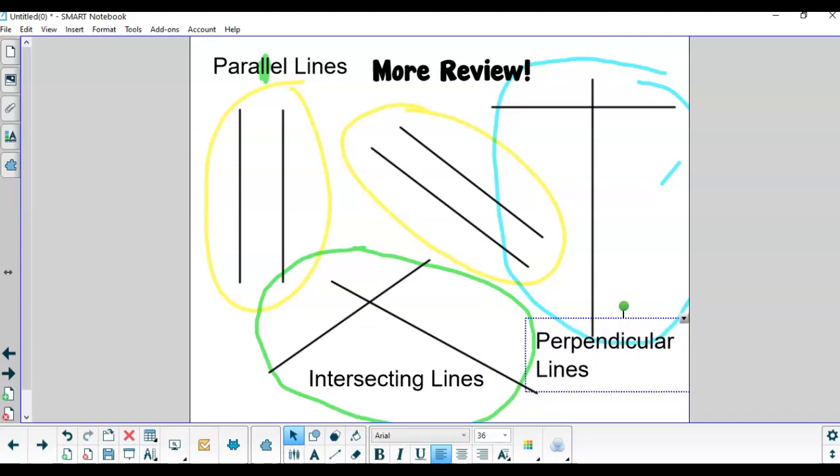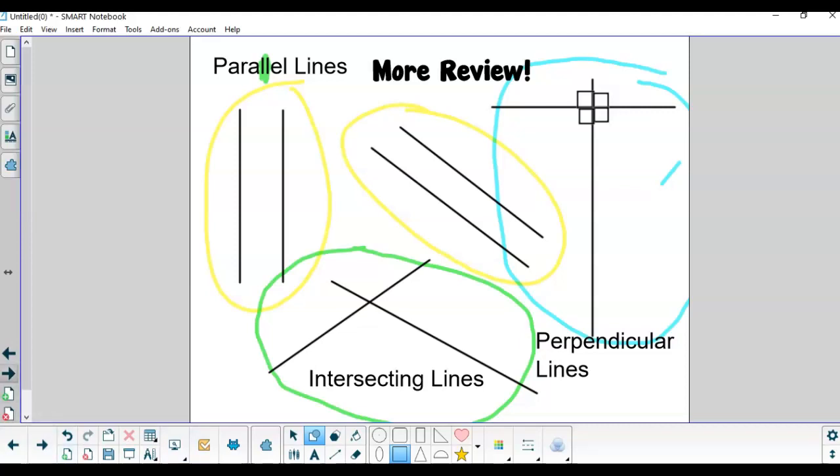But that is called a perpendicular line because when they cross and intersect, they form perfect right angles. Do you see the perfect right angles there? Look right here in this corner, we have a perfect right angle. We have a perfect right angle here in that corner, here in that corner, and here in that corner. So that's what makes those intersecting lines perpendicular. Whereas when I look at the ones that I circled in green, those do not form right angles. So they're just plain old intersecting lines.